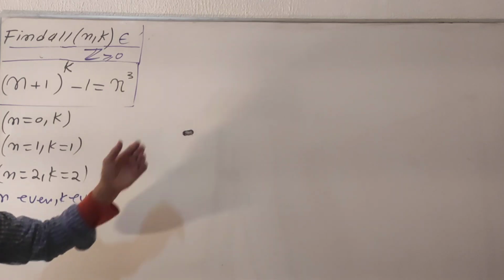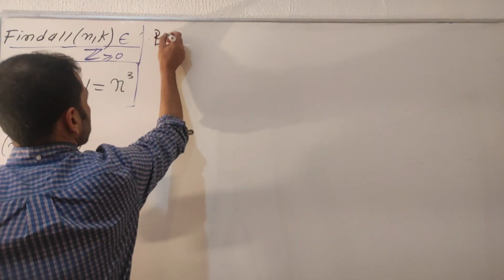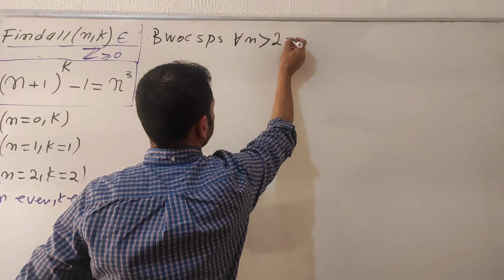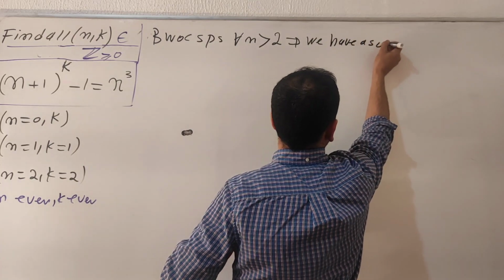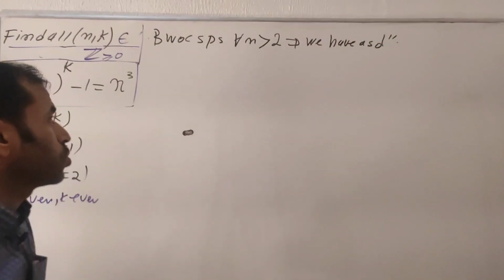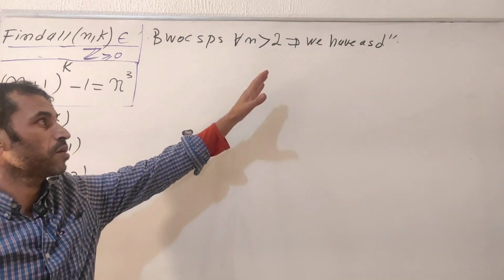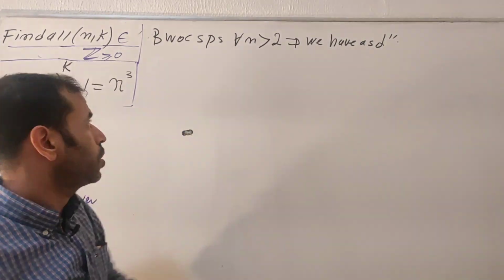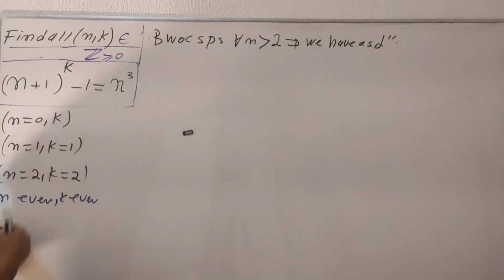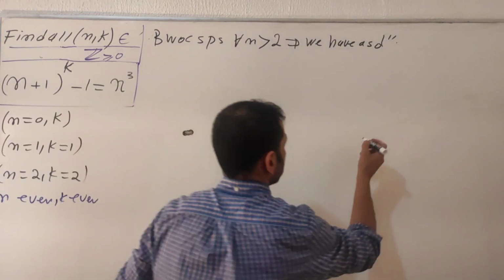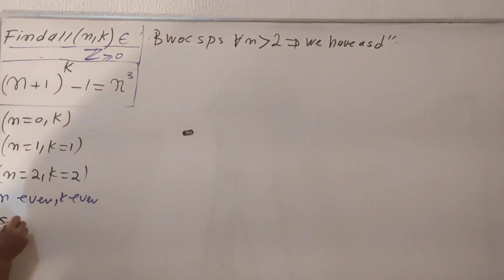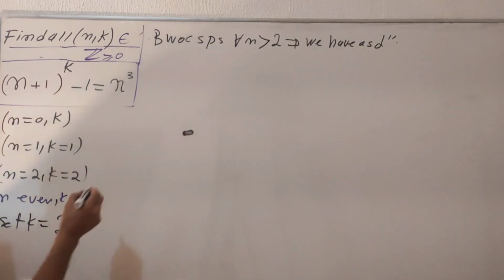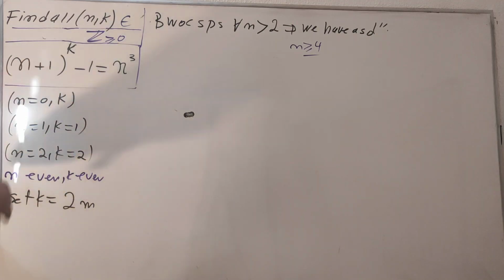Now again we are going to do this by way of contradiction. So by way of contradiction, suppose for all n strictly greater than 2, we have a solution for this equation, okay? So we are going to build a strong argument in order to prove we have no solution above this point, okay? We already know k is even. Since n is even, let's set k equals 2m. So now I'm going to take this fact and insert it back into the original equation.